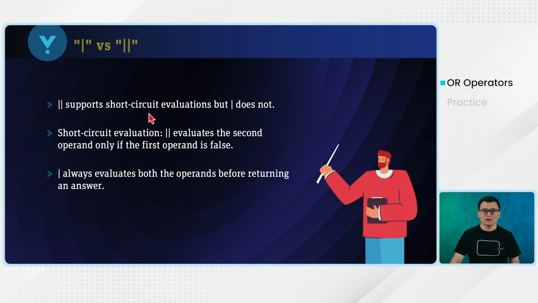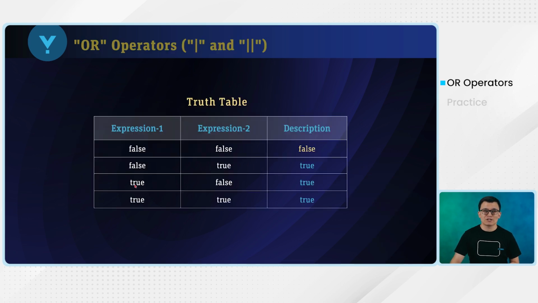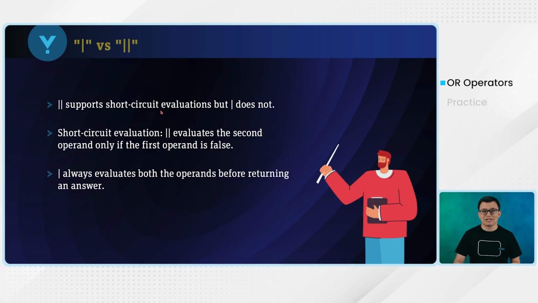So for example, when we talked about the logical AND operator's short circuit evaluation, we stated that if the first expression is false when you are using the logical AND operator, then the compiler does not need to evaluate the second expression. It would just return false, right? And when it comes to the logical OR operator, if the first expression is true, then there wouldn't be a need to evaluate the second expression. It will just return true immediately. So that's the short circuit evaluation of the logical OR operator.